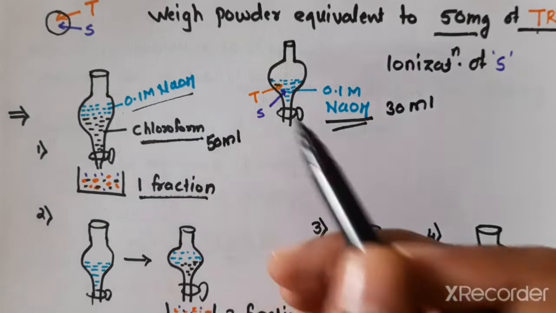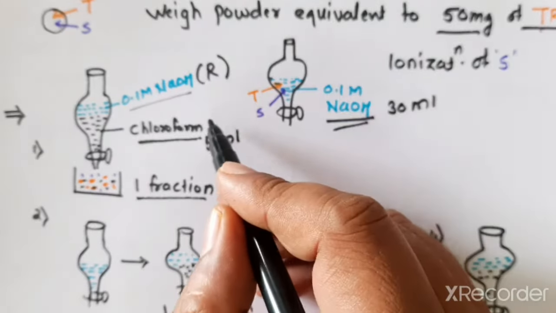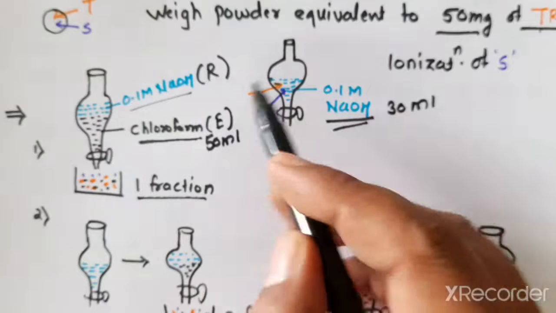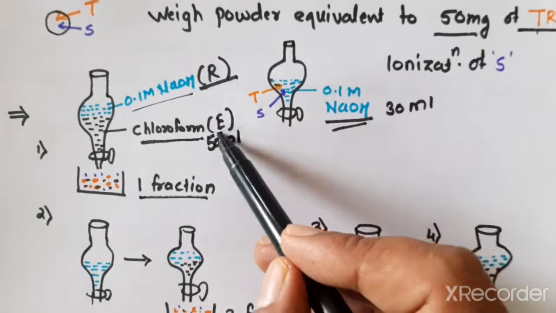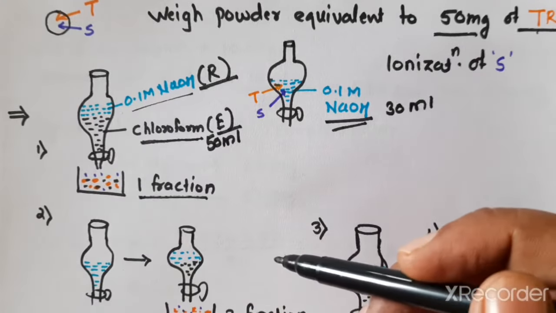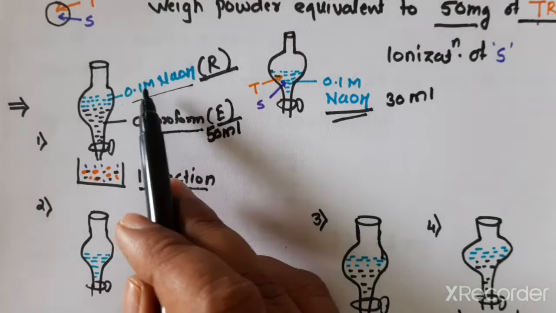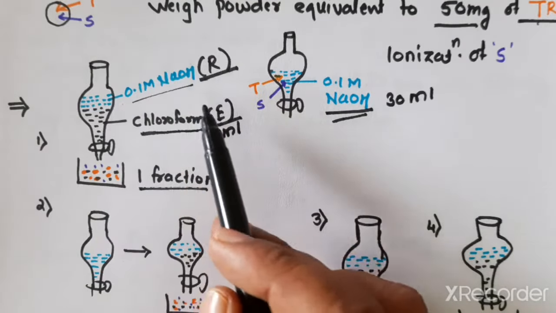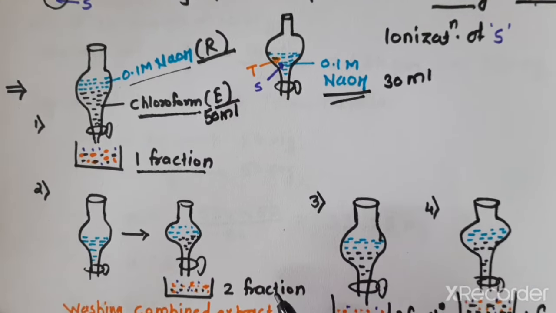Now this phase is called the raffinate phase, and this phase is called the extractant phase. The raffinate phase is the phase from which the drug is to be extracted, and the extractant phase is the phase being used to carry out the extraction. Now what can we do? We have the same raffinate phase, and we are going to extract with fresh chloroform, or fresh extractant phase.